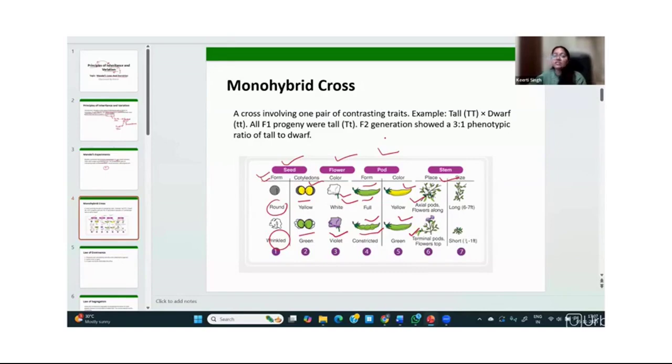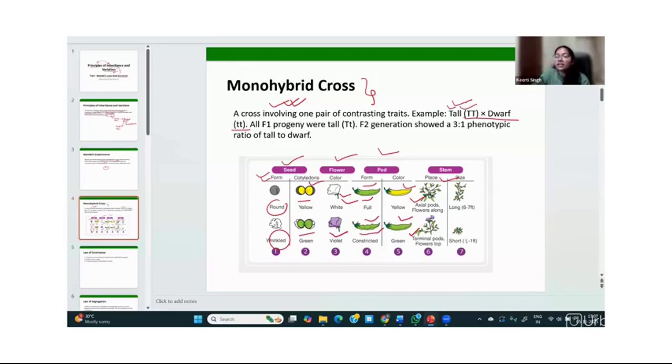Earlier, he was taking into account only one character of contrasting trait, right? Only one character that is contrasting in nature. That cross is known as a monohybrid cross. It means he considered only one character at a time. So his first experiment was based on the height of the plant, the tall and dwarf plant. As the name suggests, tall means tall in nature, it has more height, and dwarf means short in nature.